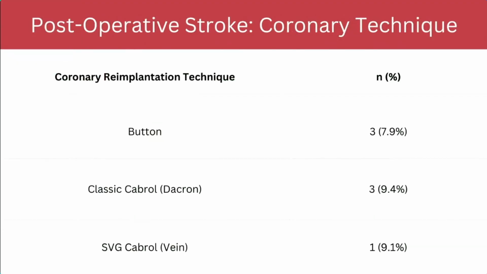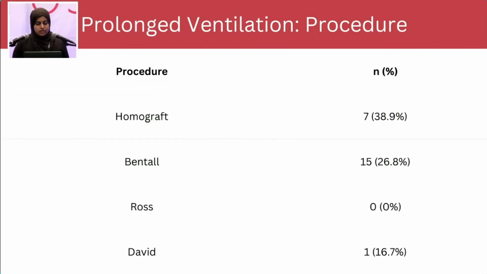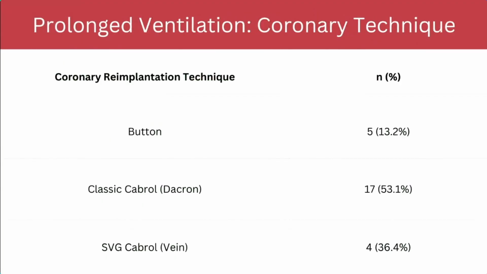Stroke occurred in 7.9% of button cases, 9.4% of classic Cabral cases, and 9.1% of SVG Cabral cases. Prolonged ventilation rates were 38.9% in homograft cases, 26.8% in Bentall, and 16.7% in David procedures, with none in the Ross group. By coronary technique, prolonged ventilation occurred in 13.2% of button techniques, 53.1% of classic Cabral cases, and 36.4% of saphenous vein graft Cabral cases.